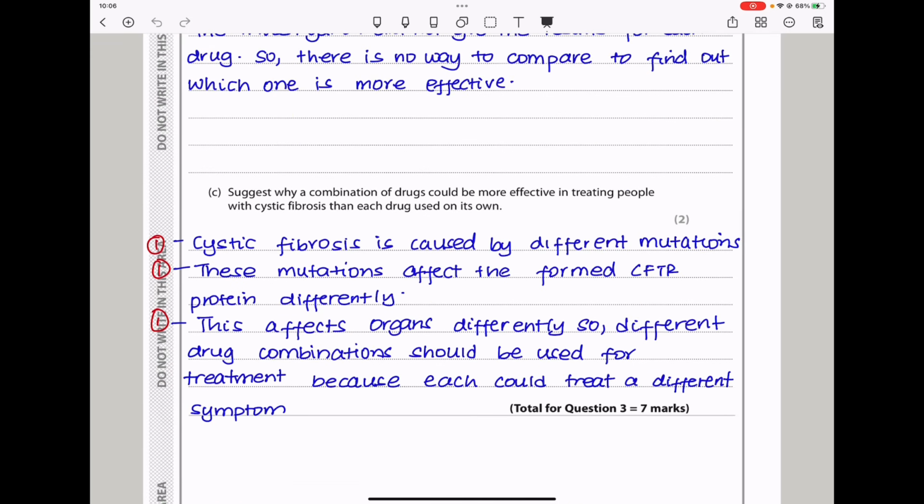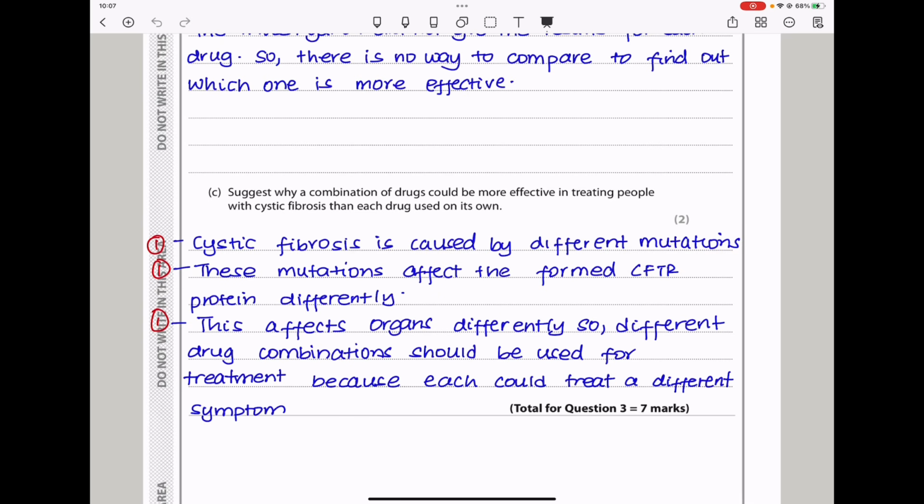In part C, suggest why a combination of drugs could be more effective in treating people with cystic fibrosis than each drug used on its own. As we know, cystic fibrosis affects different organs or different organ systems. It affects the gaseous exchange system, including the lungs, differently. It affects the gastrointestinal system differently, as well as the reproductive system differently.